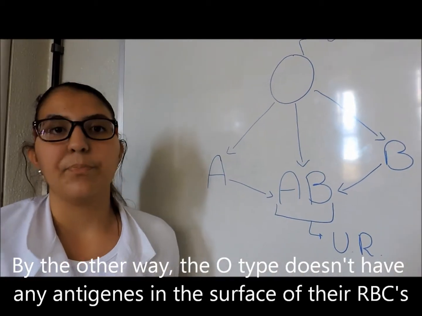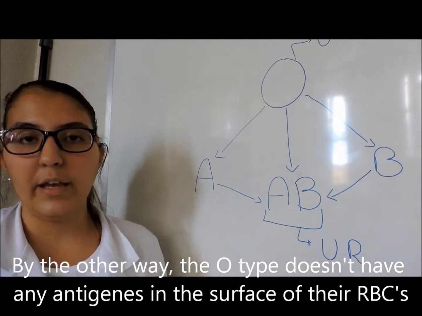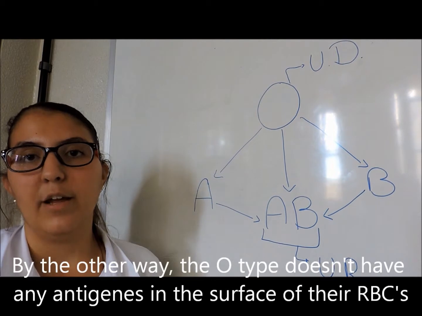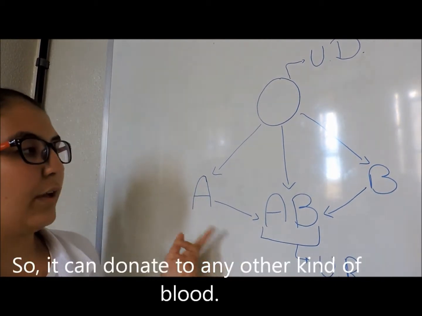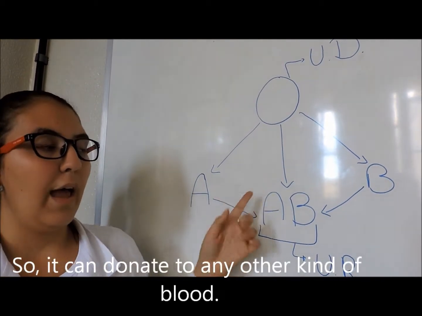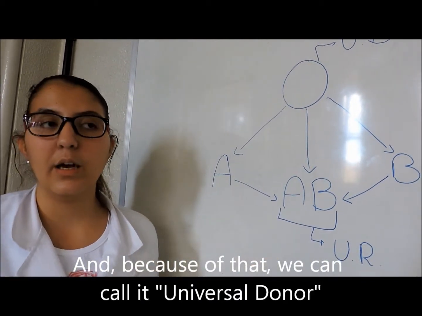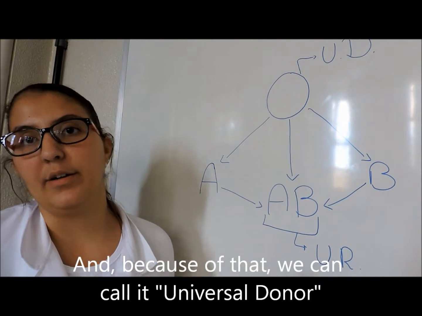On the other hand, the O type doesn't have any antigen on the surface of its RBCs, so it can donate to any other kind of blood. And because of that, we can call it the universal donor.